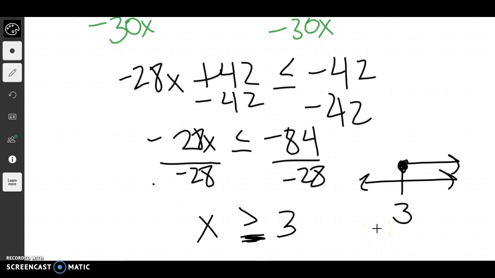They should match all the same problems we did for variables on both sides with equations. The only difference is the inequality sign will sometimes flip when we divide by a negative, and then at the end we have to graph it.